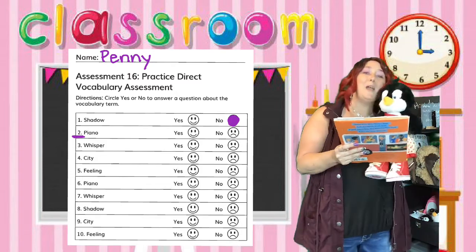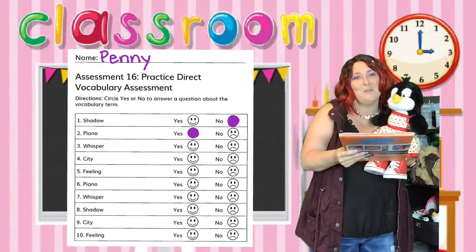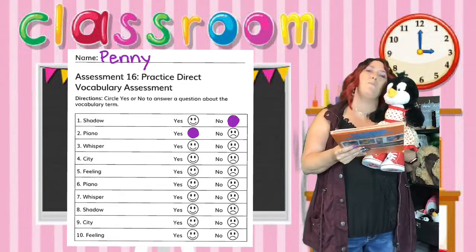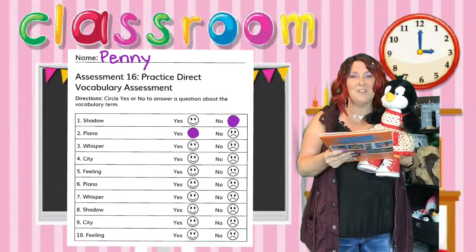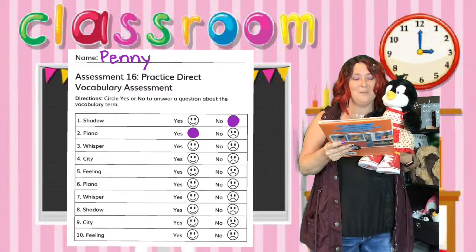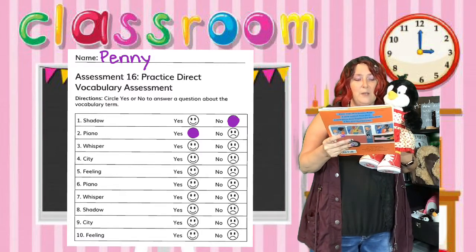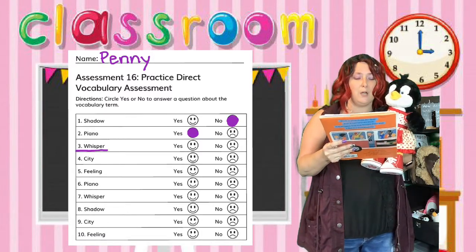I think so too. Penny and I think it's happy face because a piano is a musical instrument, so you can sure make music with a piano. If you didn't color in the happy face, please do so now so that we have a happy face by piano. All right, the next one, number 3, is whisper.